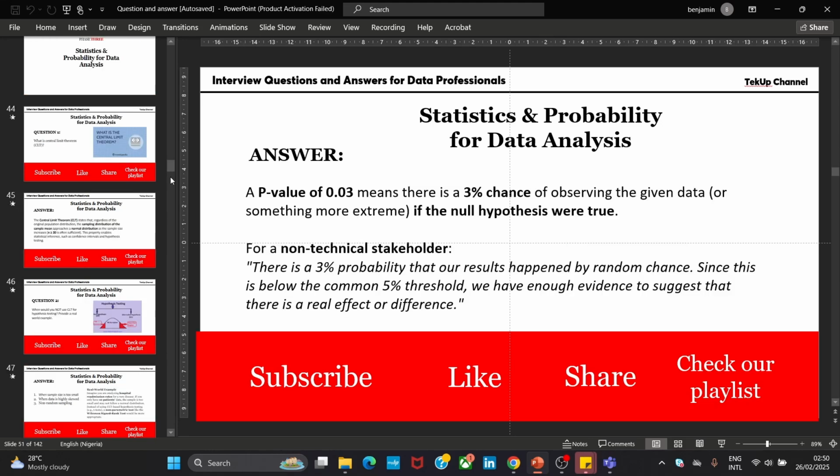A p-value of 0.03 means that there is a 3% chance of observing the given data or something more extreme if the null hypothesis were true. For a non-technical stakeholder, there is a 3% probability that our results happened by random chance. Since this is below the 5% threshold, we have enough evidence to suggest that there is a real effect or difference.